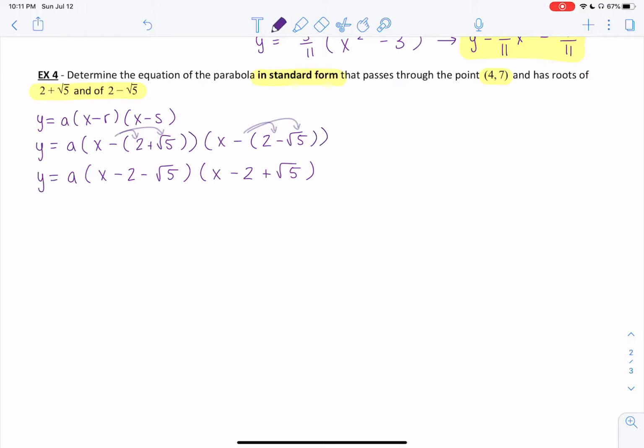Okay, so now we need to solve for a. So I look in the question and see if there's anything I haven't used yet. I haven't used the coordinate (4, 7), so let's sub that in for x and y. 7 equals a(4 minus 2 minus root 5)(4 minus 2 plus root 5). Now just to make our lives a little bit easier, in the brackets, let's collect some like terms.